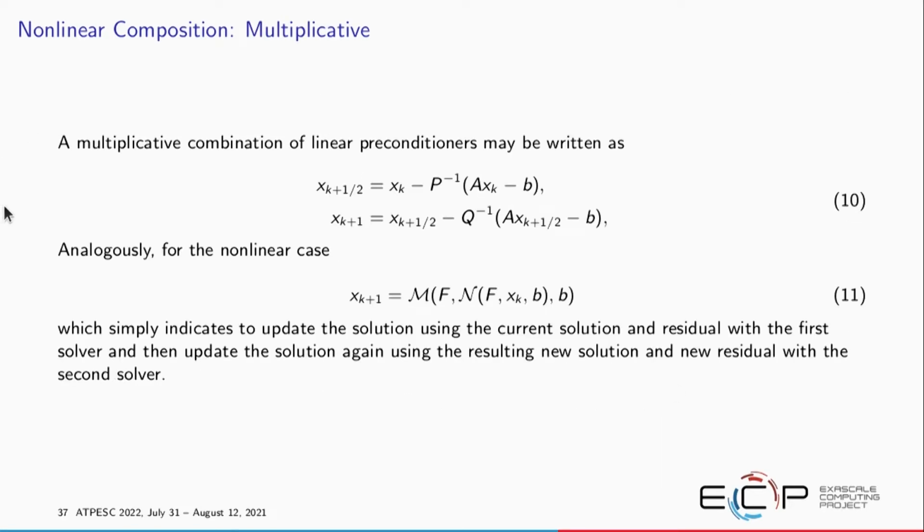But you can also do multiplicative combinations of these. A multiplicative combination of the linear preconditioners can be written out like this sequence here. And analogously for the nonlinear case, we have this M, and then there's the N being applied in here, which simply indicates that we update the solution using the current solution approximation and residual with the first solver, and then we update the solution again using the resulting new solution and new residual with the second solver.